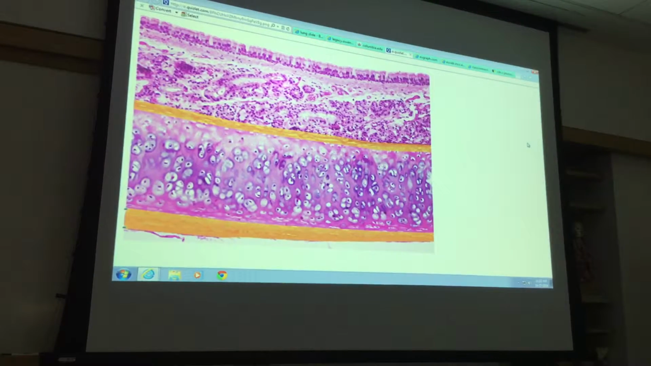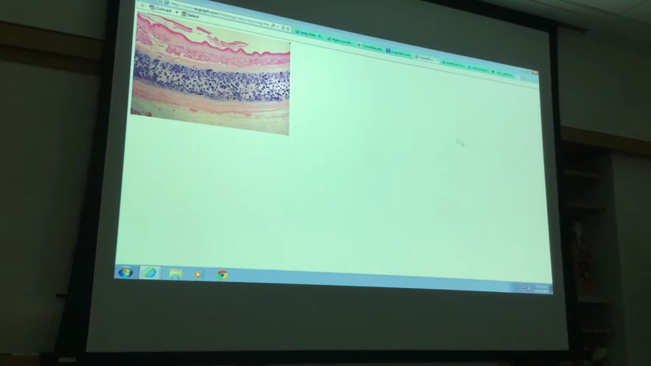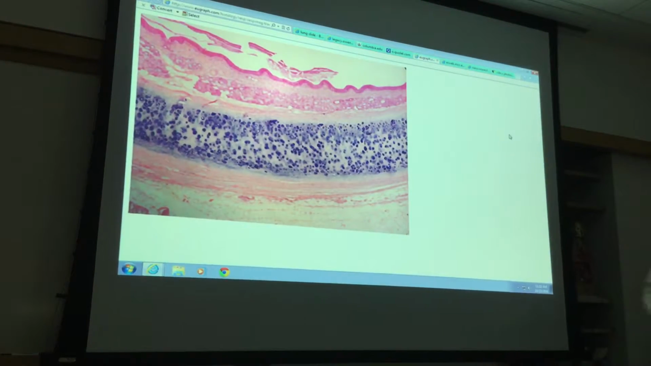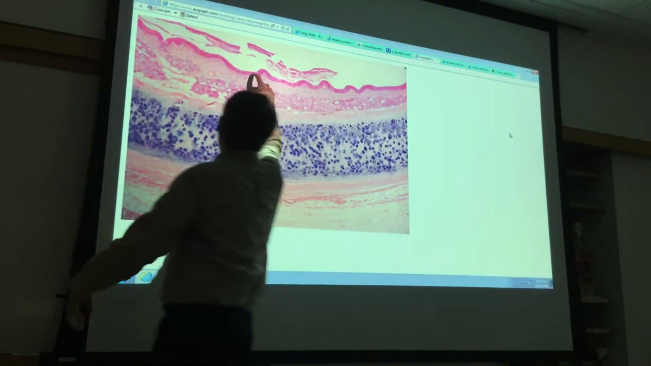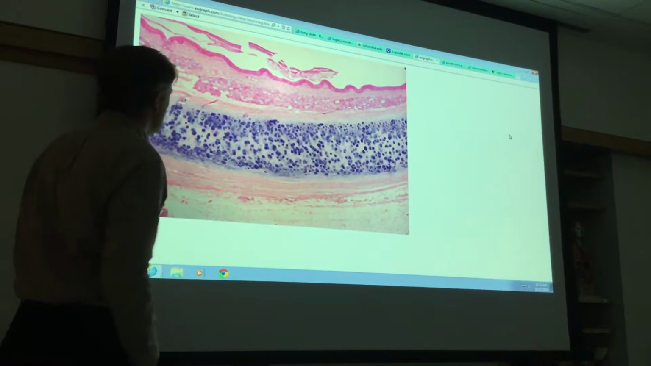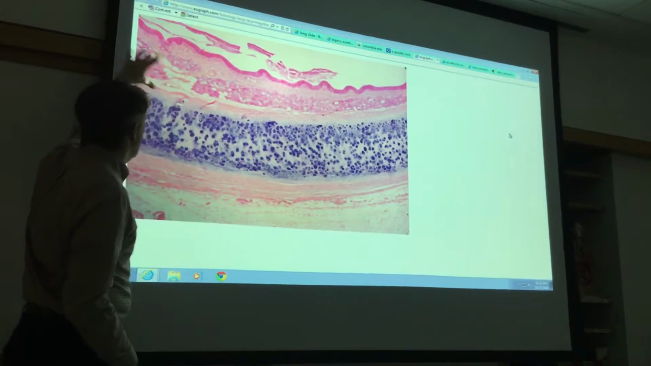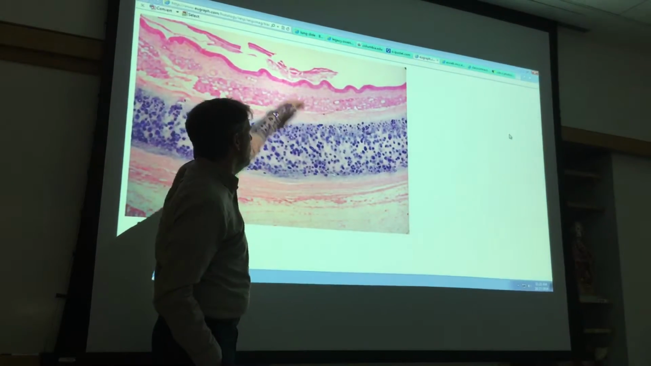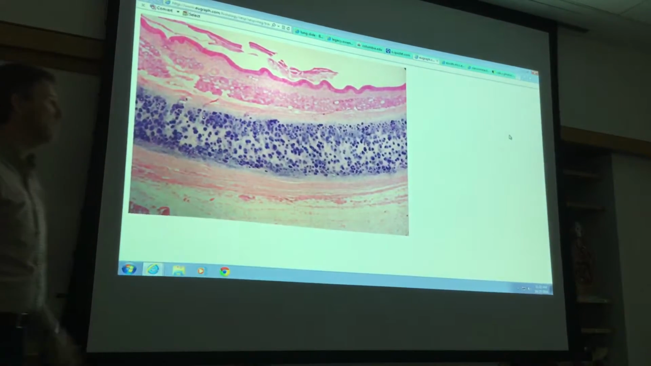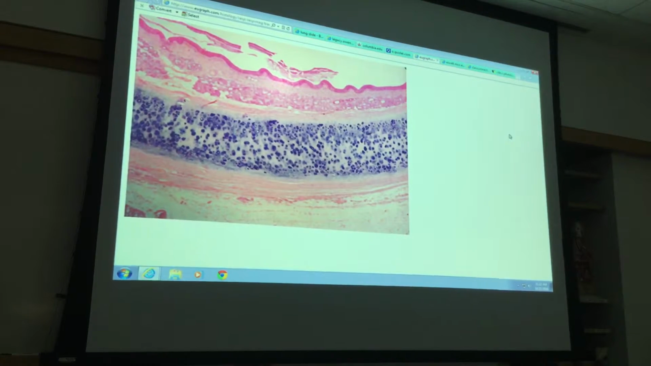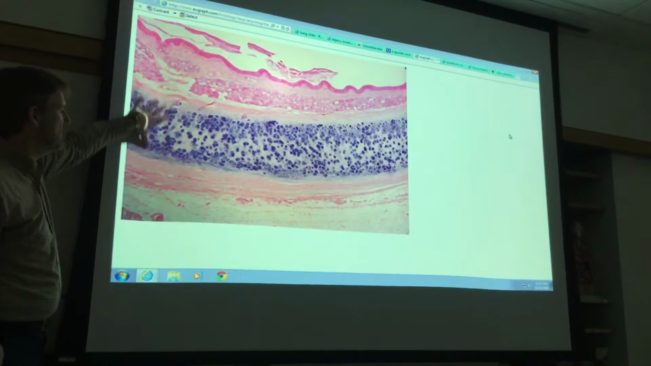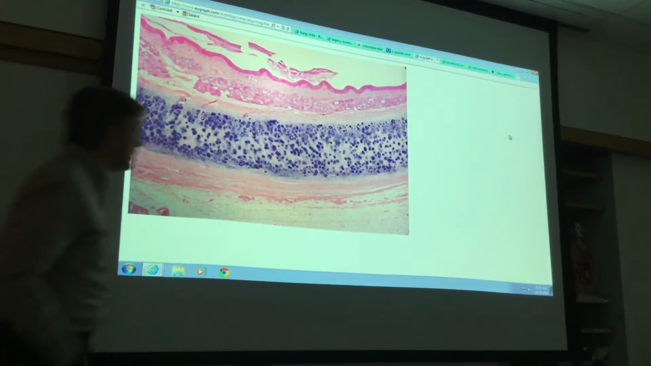All right. Yet another one. So once again, there would be the pseudostratified ciliated columnar epithelium with goblet cells. Right underneath would be the lamina propria. Here's the submucosa. Again, this whole area represents clusters of these seromucous glands. Here's your hyaline cartilage down there.